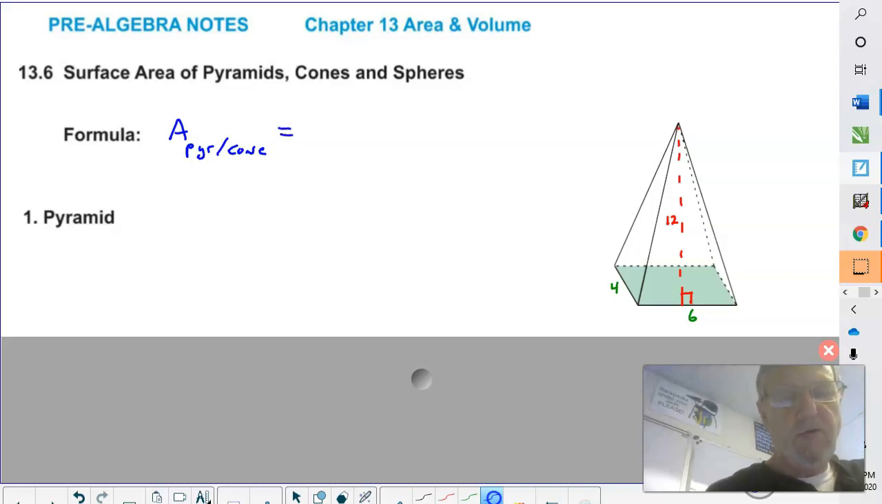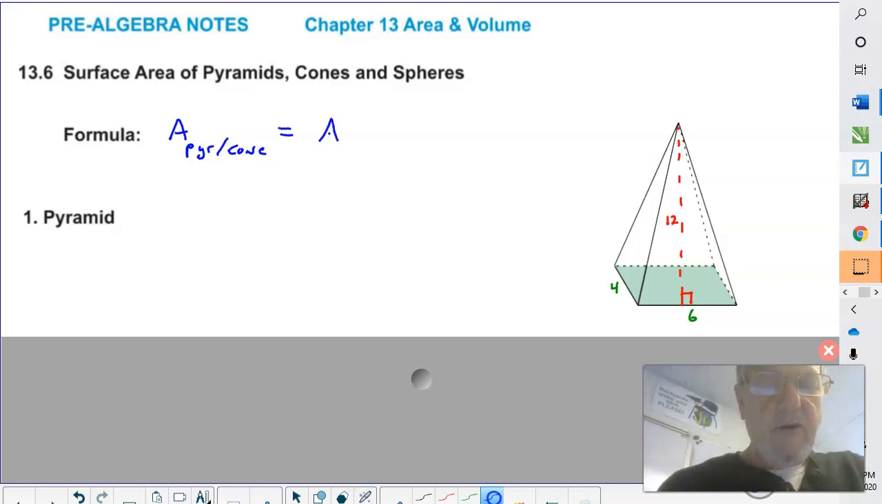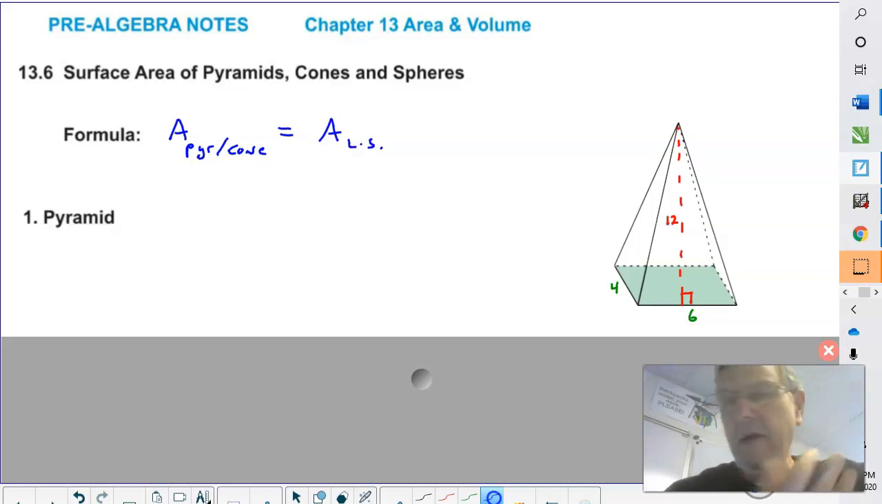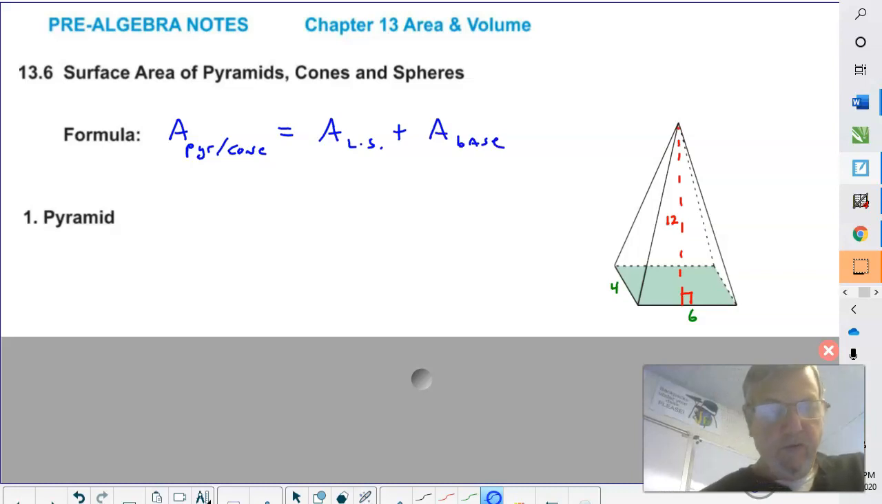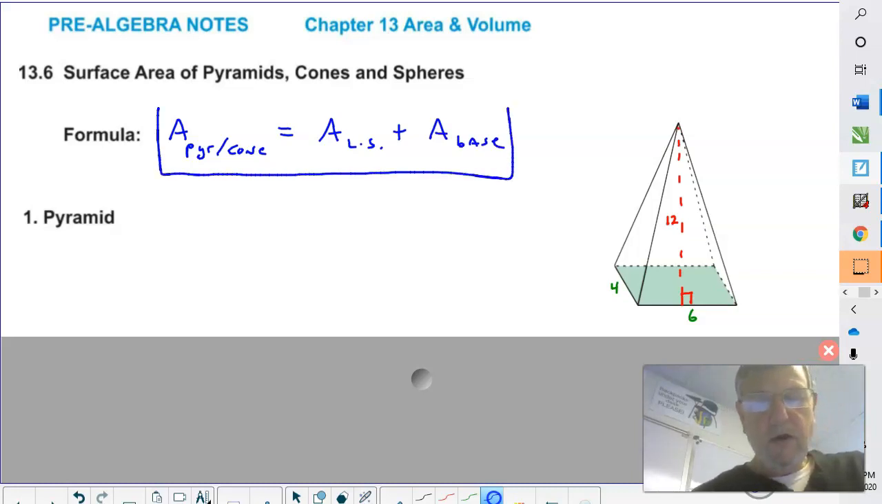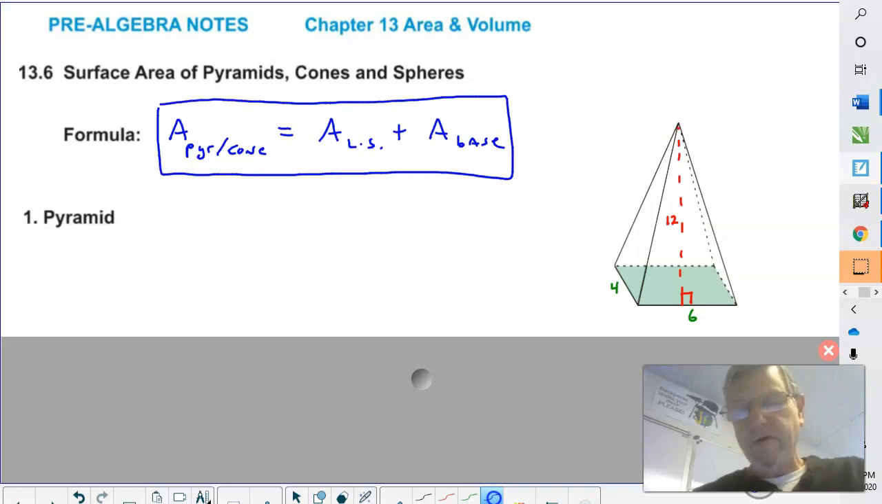Here's a general formula. It's going to be the area of the lateral surface. We saw that with the surface area of a cylinder and a prism, but those figures had two bases, so it was plus 2 times the area of the base. A pyramid and a cone only have one base, so it's plus the area of the base. This is the general formula for any cone or pyramid surface area.